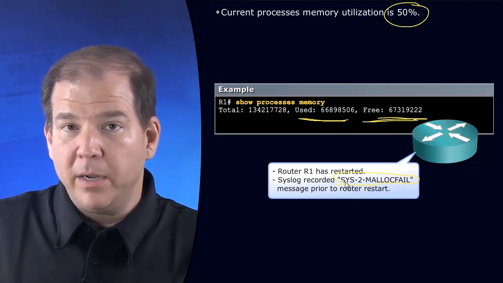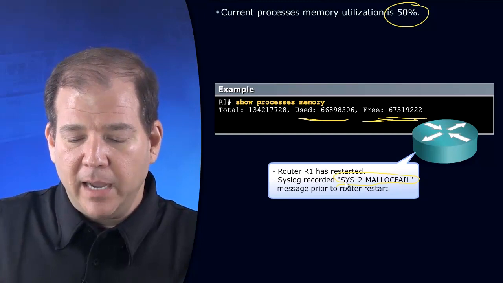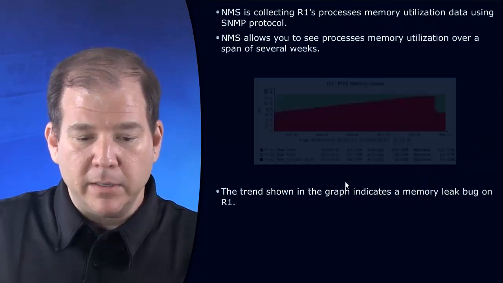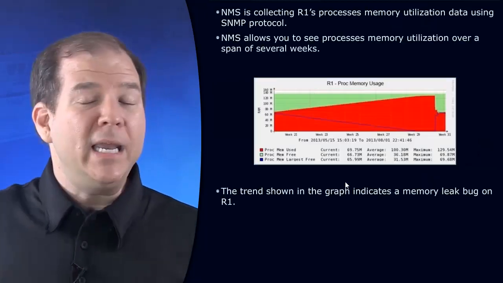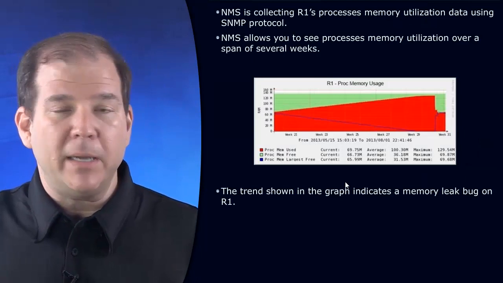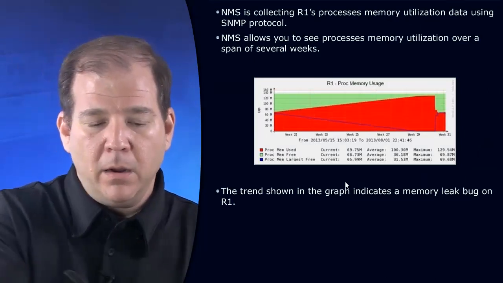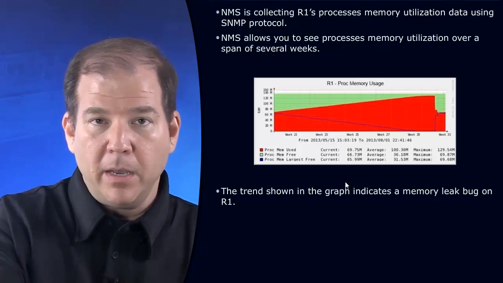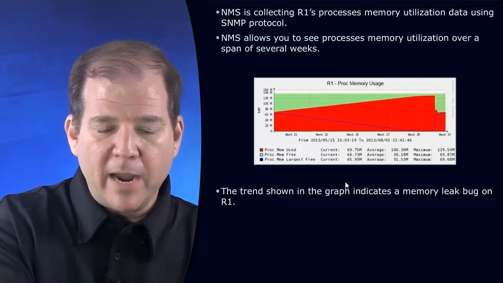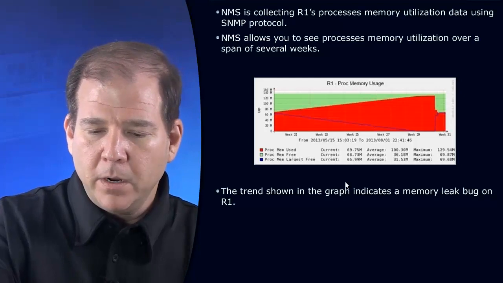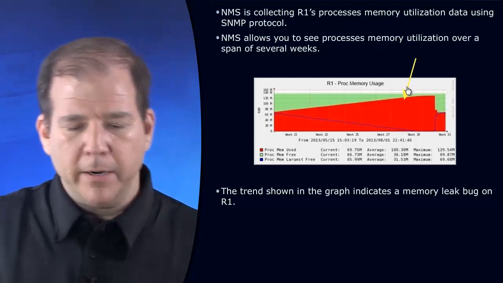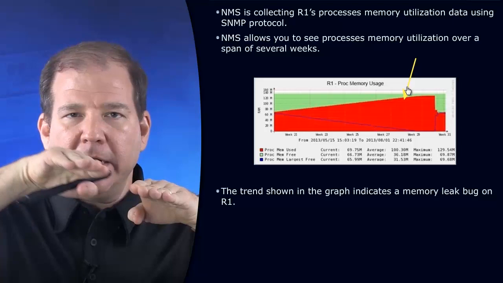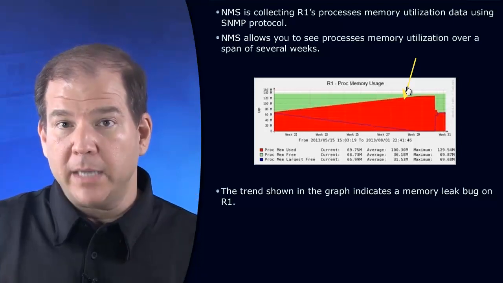Maybe there are plenty of bugs known in IOS that indicate memory leaks, and they can just leak memory over time. We can get further evidence that that's what's happening by taking a look at a network management server or network management station like we see here. We have maybe an SNMP, maybe a NetFlow server, and it's giving us graphical information. And notice that we have a trend here. We have memory utilization that is steadily increasing over time.